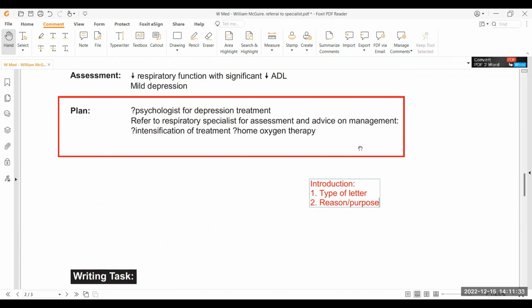Because it's a respiratory specialist that you are writing to, is everything on this plan relevant to the reader, Dr. Tatiana? For the reader, just relevant assessment, advice, and management. Yeah, this part here, which is a question mark, Psychologist. This is for psychologists, depression treatment. This will be outside the scope of specialization of the reader, right?